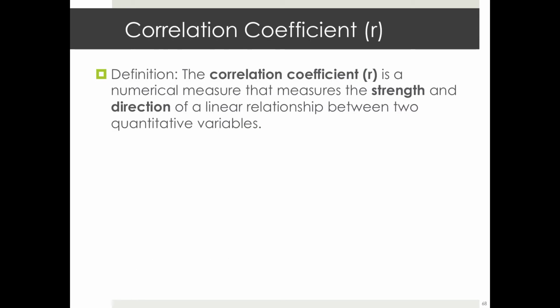The way we do that is with what we call the correlation coefficient, denoted by the letter R. Our definition says that the correlation coefficient is a numerical measure that tells us what the strength and the direction of a linear relationship is between two variables. So it's actually telling us two things, both strength and direction.